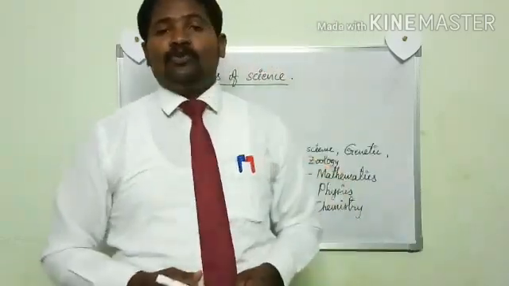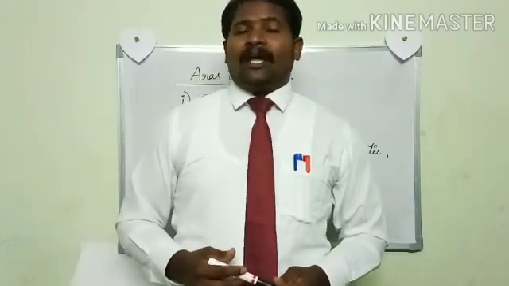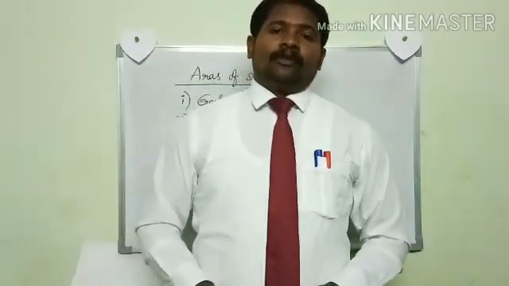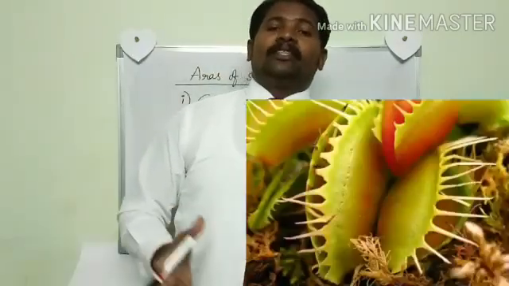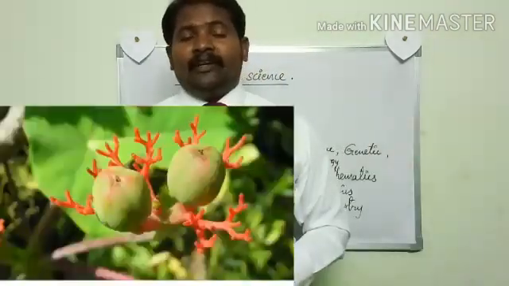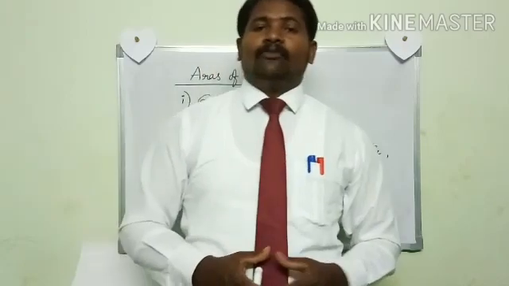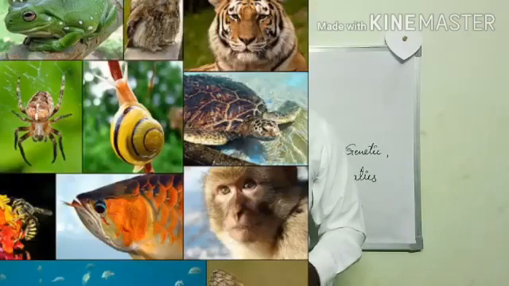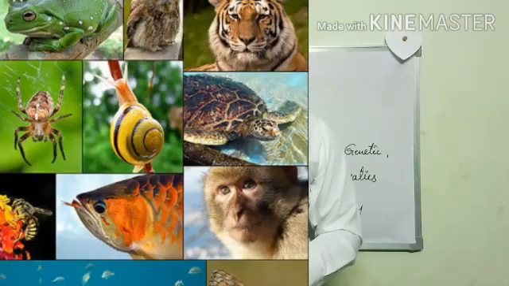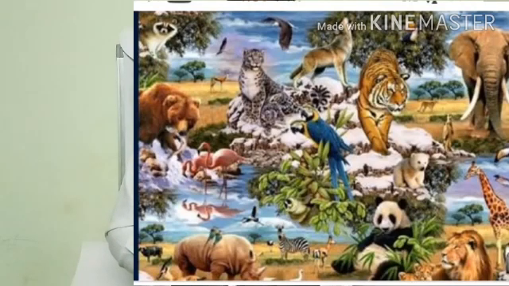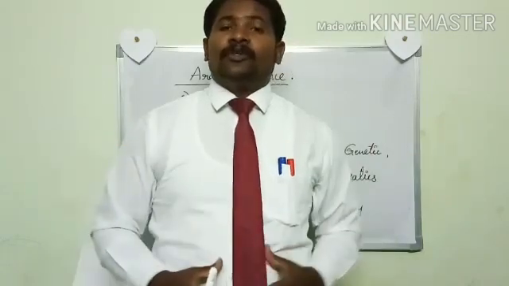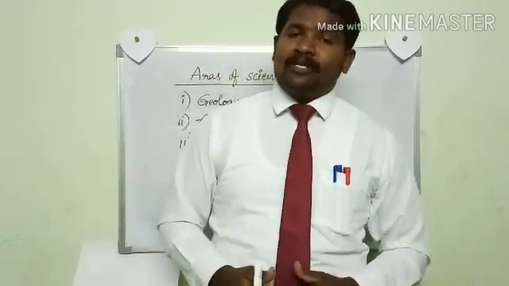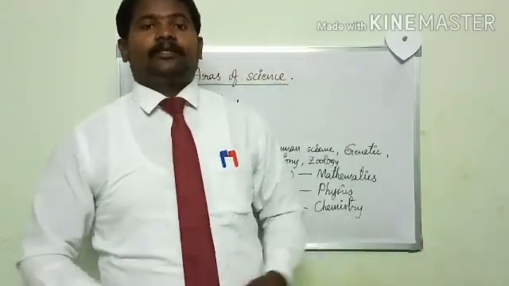The next, botany and zoology. Botany is concerned with plants and trees. How can we make a particular plant grow to the maximum and make that plant yield a very good crop? So and so things we can study under this branch of science. The next, zoology. It is about animals, the branch of science that deals with the study of animals. Complete information about a particular animal we can study under this branch of science, that is zoology.